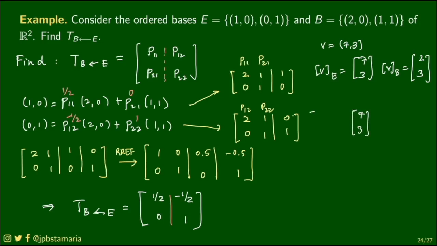Now, if you try to multiply the transition matrix to 7, 3, this is the old one, the coordinate in E relative to E. You see that if you multiply this as matrices, you will get the new coordinate 2, 3. You can verify that this is correct. In fact, that is our last theorem.